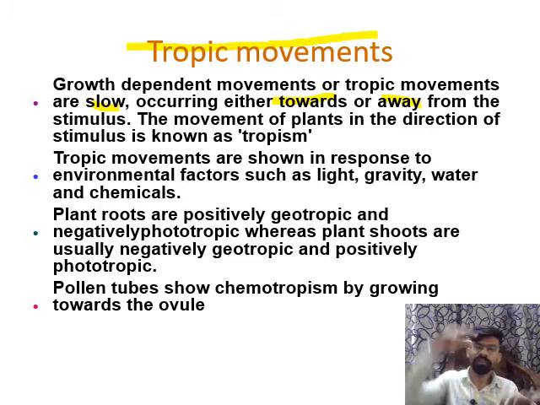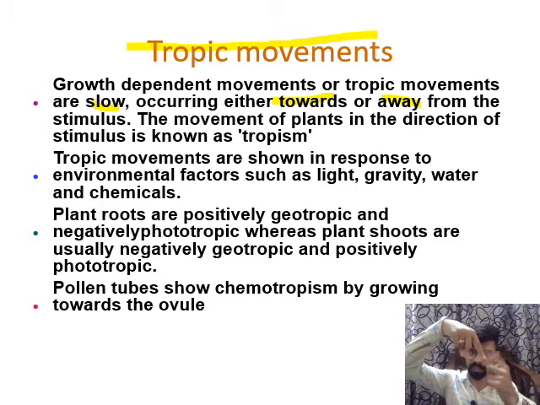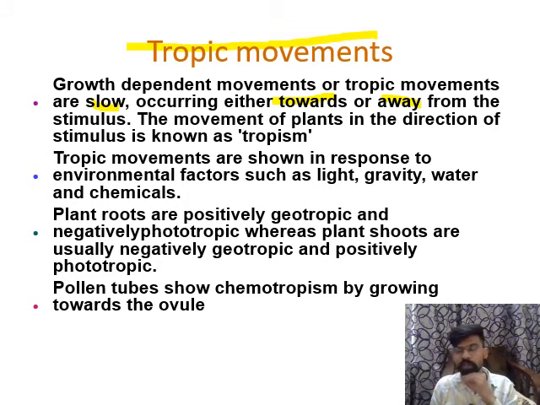Means if, suppose, my finger is a stimulus, then tropic movement may show a response towards the stimulus or away from the stimulus. It depends upon the response it generates, and the movement is known as tropism. Tropic movements are shown in response to environmental factors such as light, gravity, water, and chemicals. For example, plant roots.